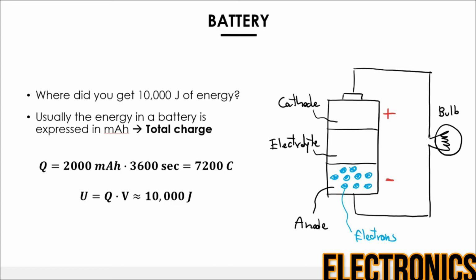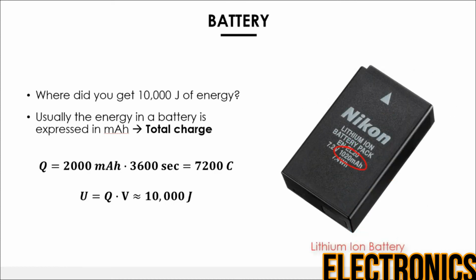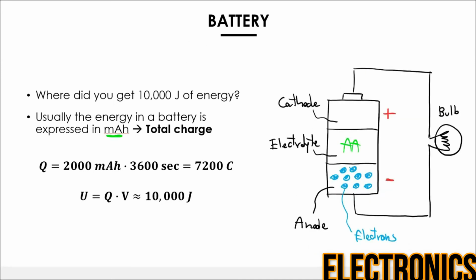In the previous example, I mentioned that an AA battery can have an internal energy equal to 10,000 joule. While you're probably familiar with the fact that the AA battery is a 1.5 volt battery, you probably never heard any amount of energy in joule specified for the battery. That is because usually the internal energy of a battery is expressed in milliamp hours, which is a way to indicate the total charge inside of the battery. Remember that milliamp is a unit of measurement of current, and current is charge divided by time, and hour is time. So when you multiply current by time, you get charge, Q.